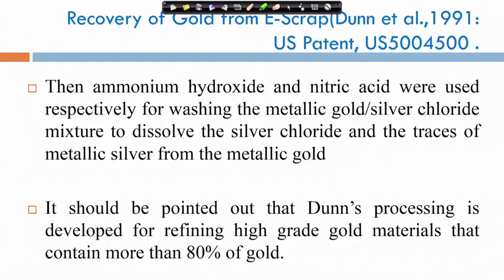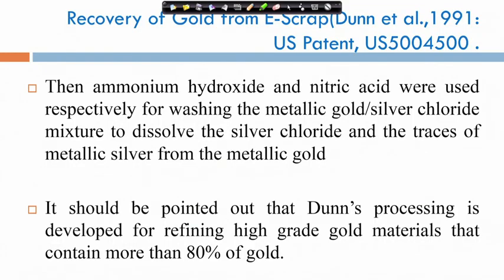So there are lots of processes out there. We looked at some. Let's look at some more. This is a process for recovery of gold from e-scrap. It was published almost 20 years ago. Ammonium hydroxide and nitric acid are used, where you try to dissolve gold and silver, and you try to separate the traces of metallic silver from metallic gold.